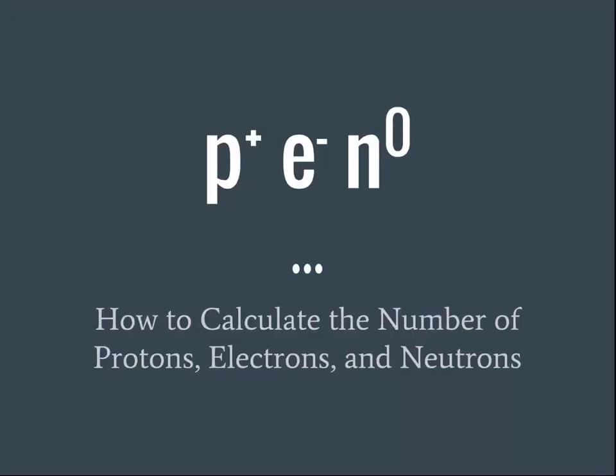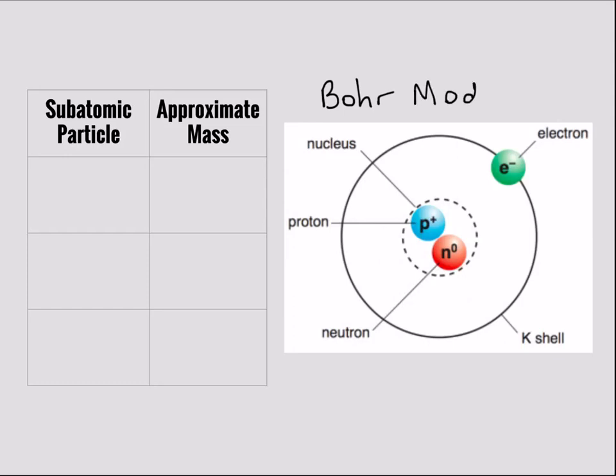In this tutorial, I'm going to teach you how to calculate the numbers of protons, electrons, and neutrons using the numbers in the periodic table. So this is a Bohr model of an atom. Niels Bohr said that the electrons orbit the nucleus. It's not true. I put a little asterisk next to the word model because I wanted you guys to know that this is not to scale. In real life, electrons are very, very small when you compare them to protons and neutrons.